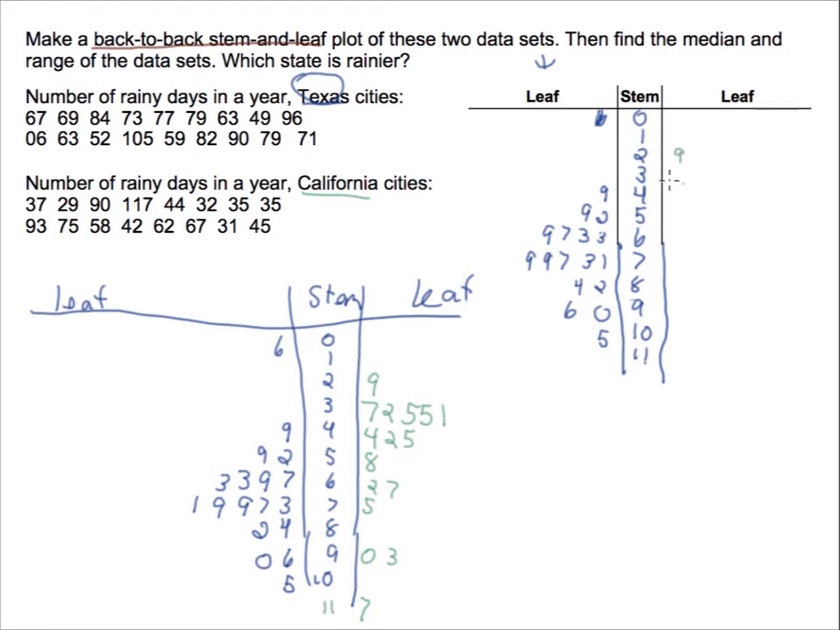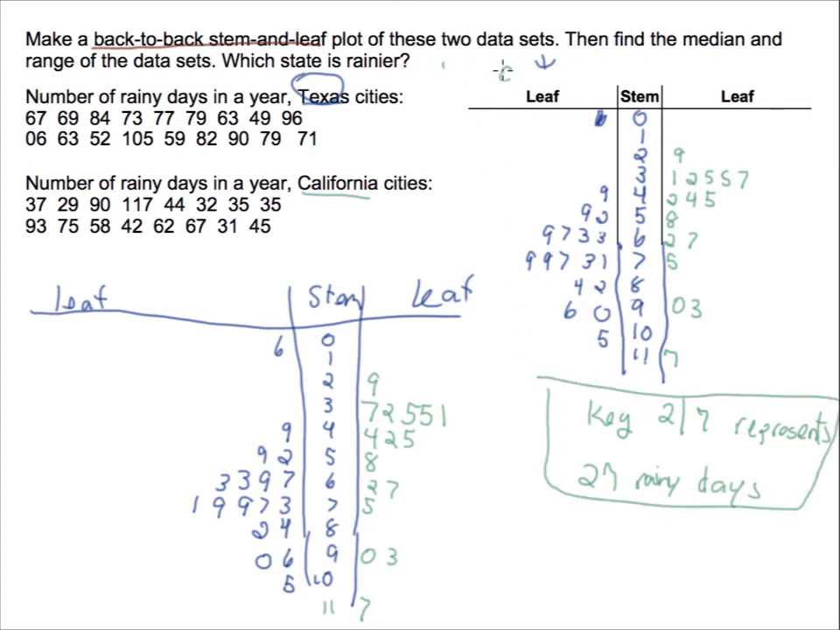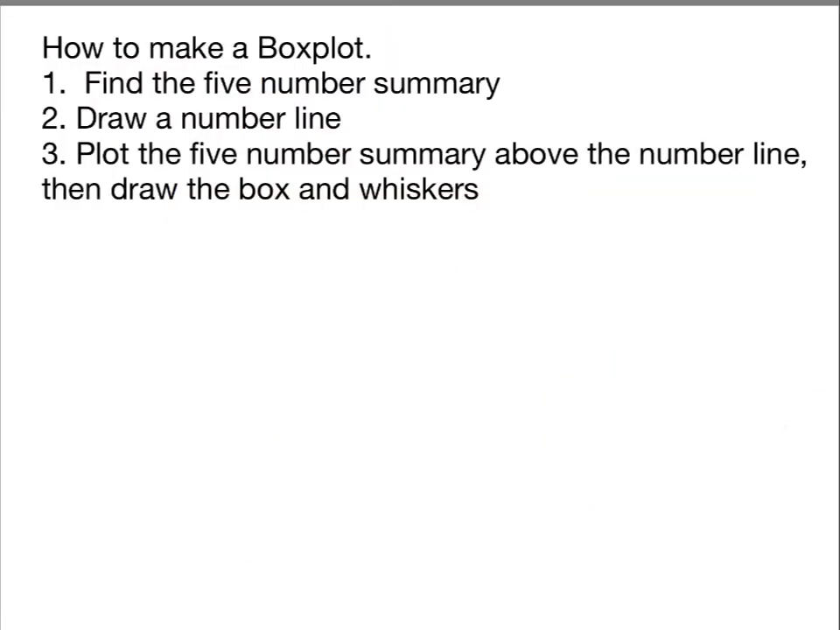And now I'm going to do my green, which is California's. And as I go away from the stem, the leaf values increase. I'm going to make my key. I'm going to let 2|7, which is not a data point, but it's okay, represent 27 rainy days in a year. Since I have two sets of stems and leaves, you always want to go back up here and name which data is reported, and which value.